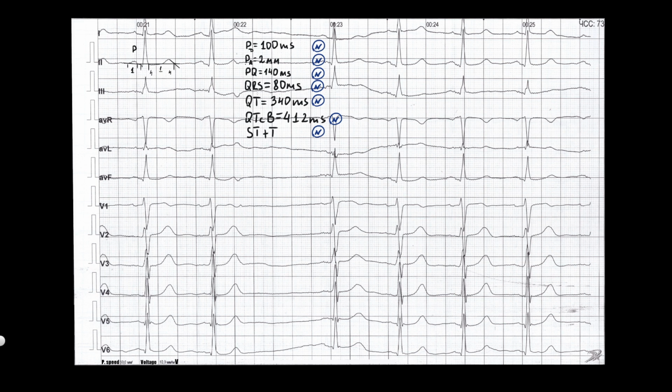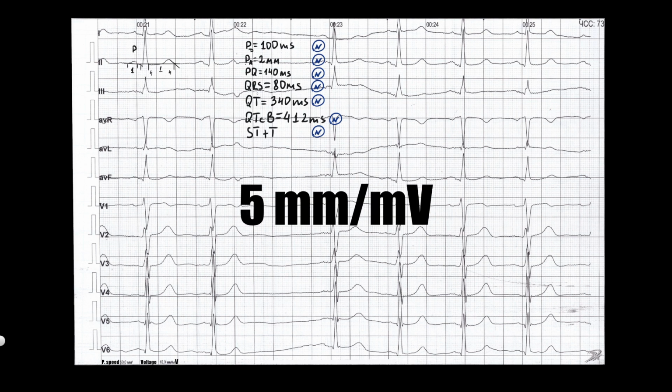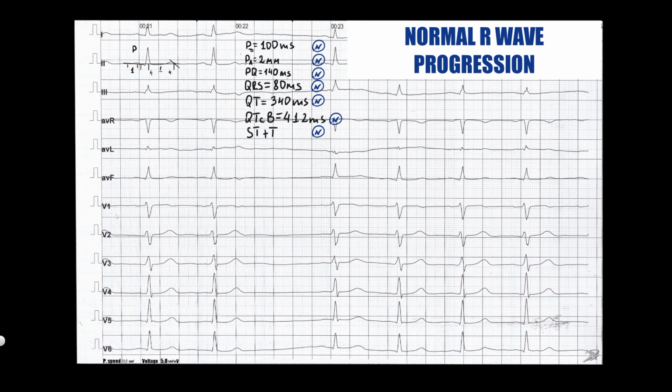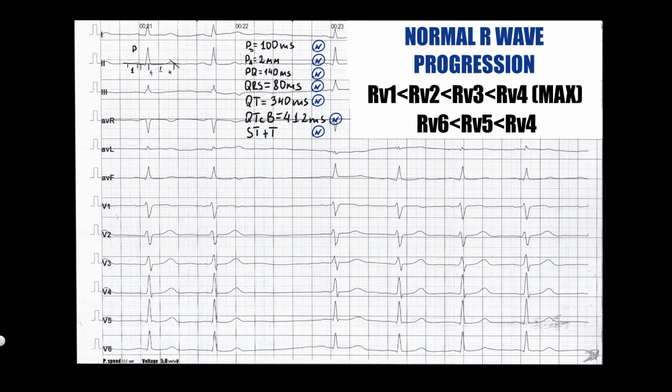After this, let's check the R wave progression in chest leads. For clearer evaluation, let's again change the voltage to 5 mm per millivolt. In case of normal R wave progression, R wave amplitude in chest leads should rise from V1 to V4 with maximal point in V4. R in V5 and V6 should be smaller than in V4.